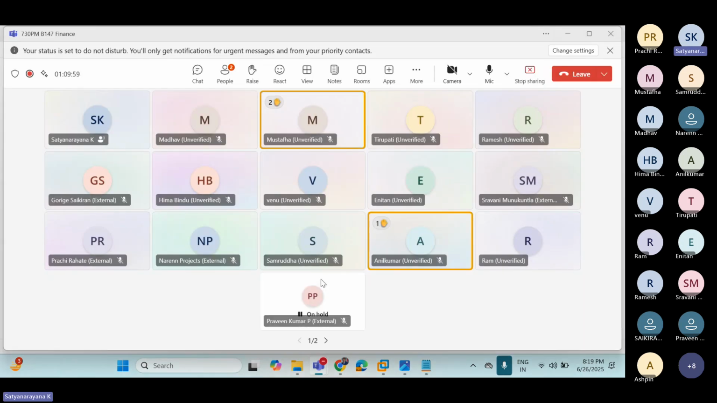Okay, yeah, Mustafa. Mustafa, are you able to unmute yourself? Yeah, any more questions, please? Any more questions? Anyone? Yeah, any more questions, please?